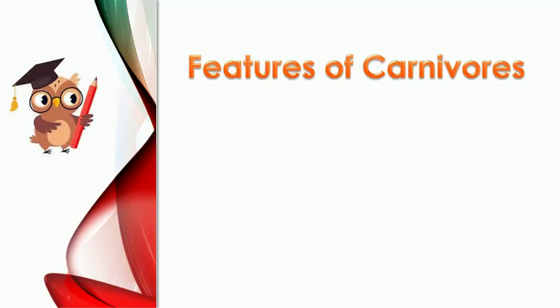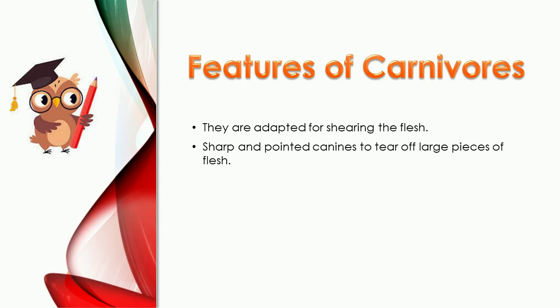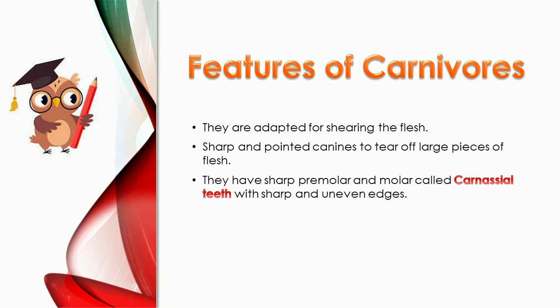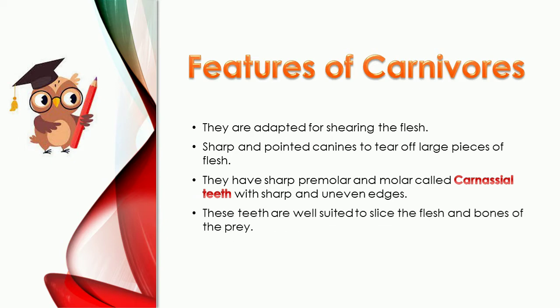Features of carnivores. They are adapted for shearing the flesh. Sharp and pointed canines to tear off large pieces of flesh. They have sharp premolar and molar called carnivorous teeth with sharp and uneven edges. These teeth are well suited to slice the flesh and bones of the prey.